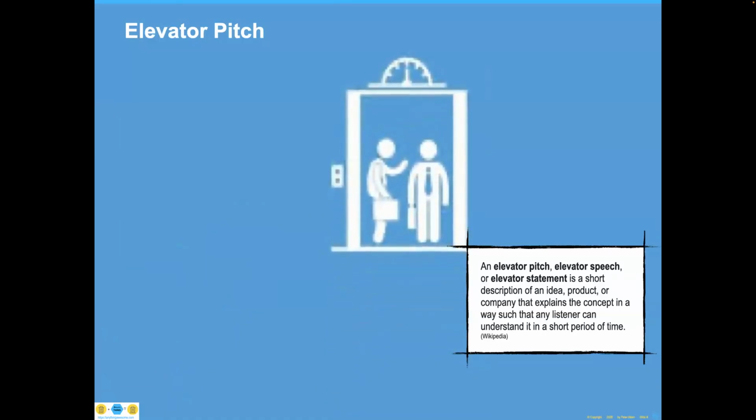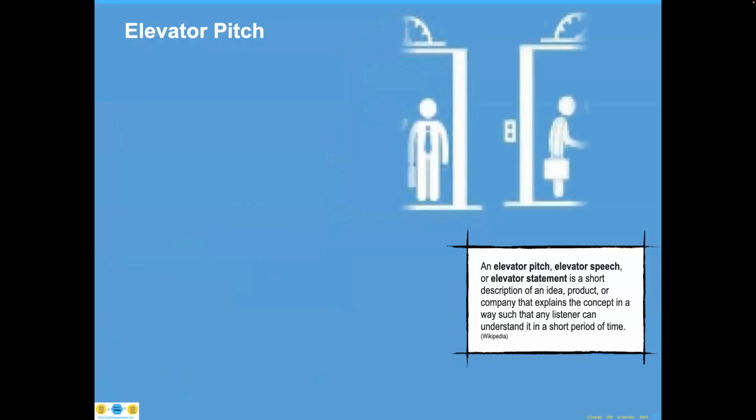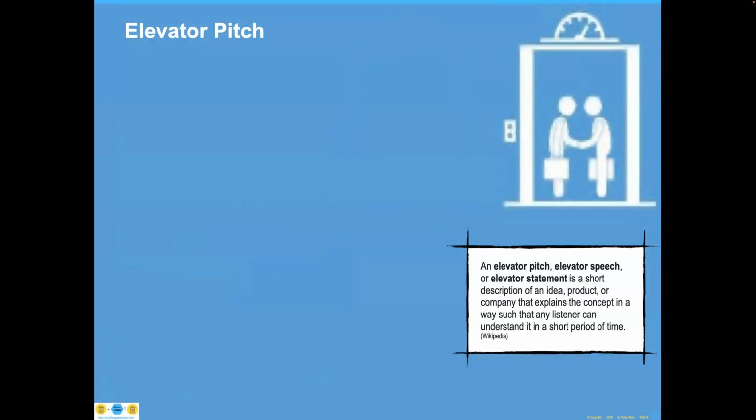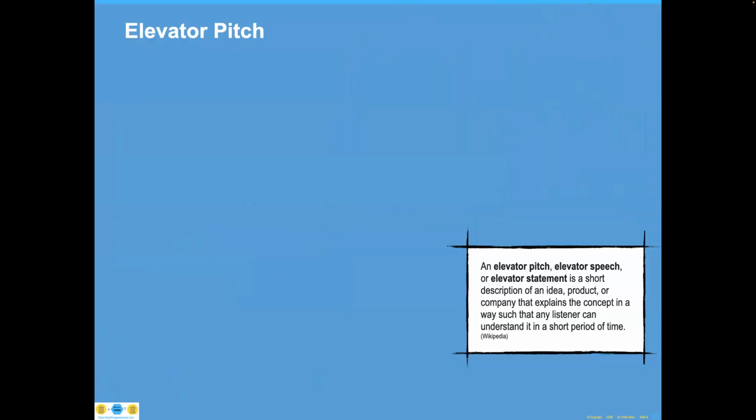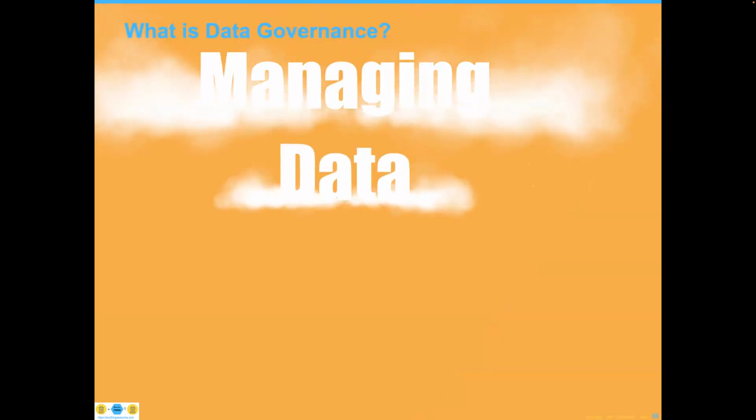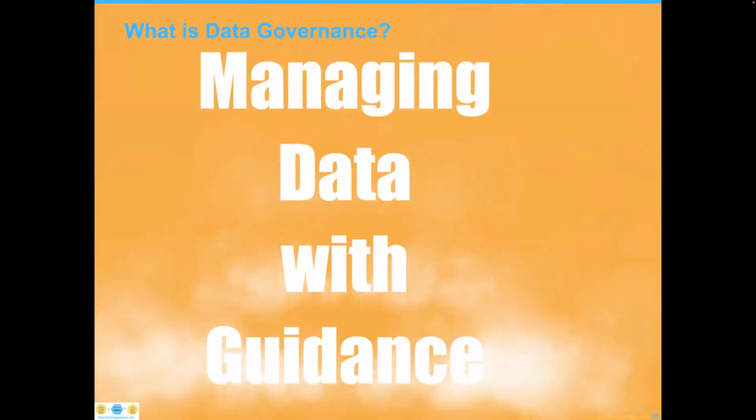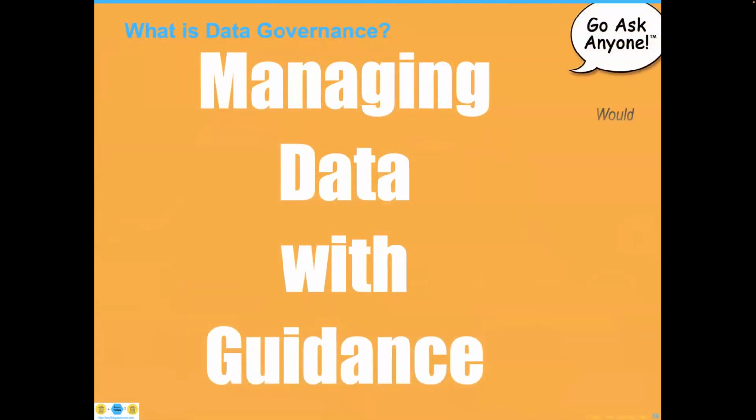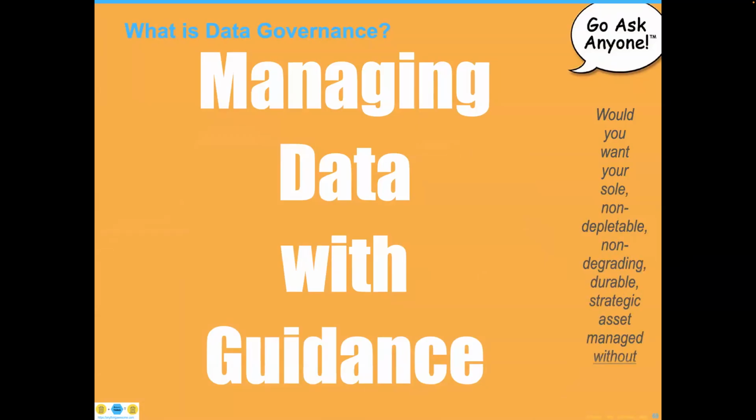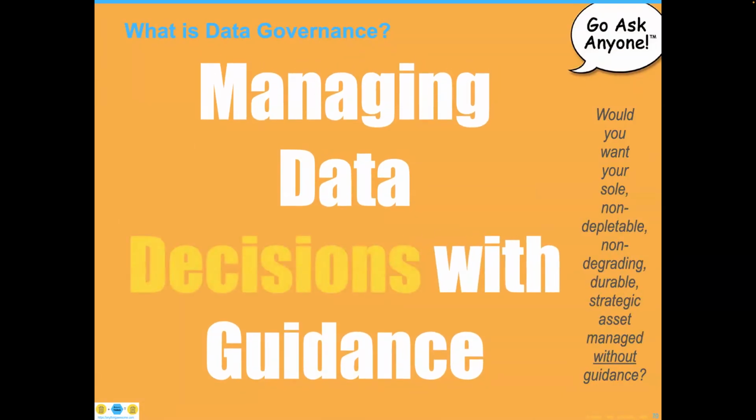You can imagine the boss jumping on the elevator and saying, tell me what the definition of data governance is. I don't really understand it. What are these decision rights and things? And say, hey, data governance is managing data with guidance. That's a really good definition because it also implies that you wouldn't want your data managed without guidance. And the only thing I change is that the higher I go up the food chain in organizations, I add one word to it, managing data decisions with guidance, because that's really what we're talking about.